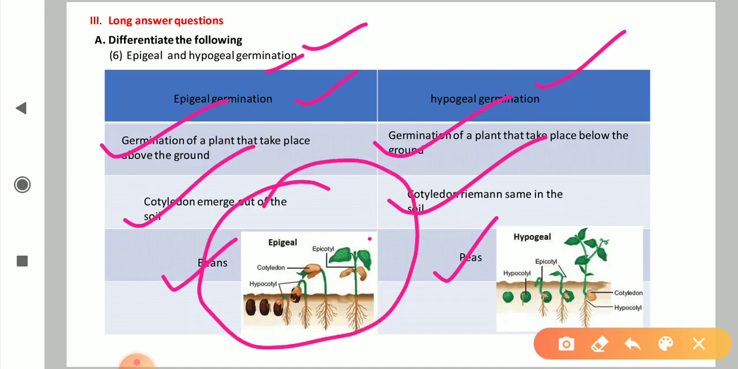You can see here, this is the cotyledon which is above the ground level or above the soil. Here is the example diagram of hypogeal germination. You can see the cotyledon which is present below the soil.